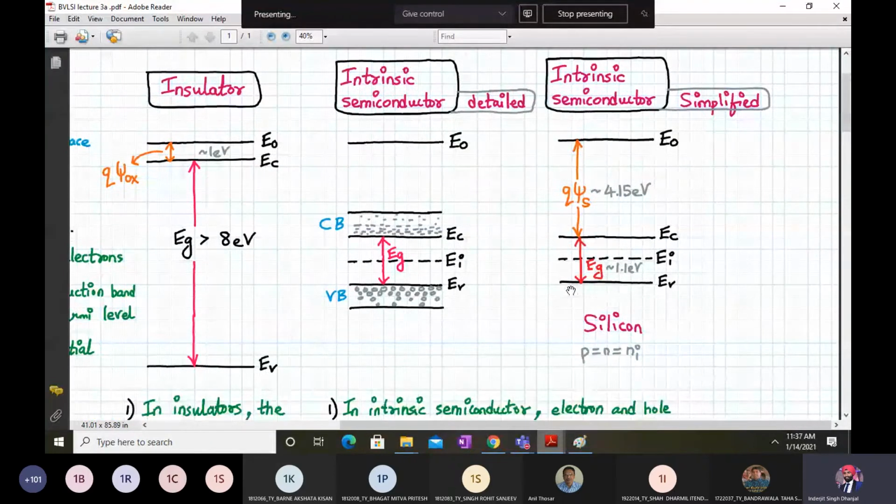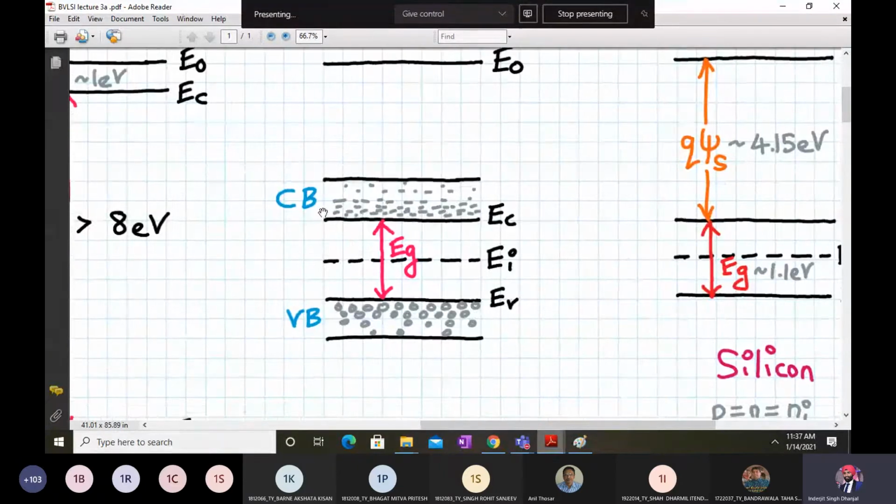Now let us go into the intrinsic semiconductor energy band diagram. As discussed earlier, in an intrinsic semiconductor, the electron and the hole concentration is the same. And we also have a vacuum energy level over here, E naught, and we have a conduction band and a valence band. If I expand it a little more, the mobile electrons in the conduction band are found near the bottom edge. And in the valence band, the mobile holes are found near the top of the valence band.